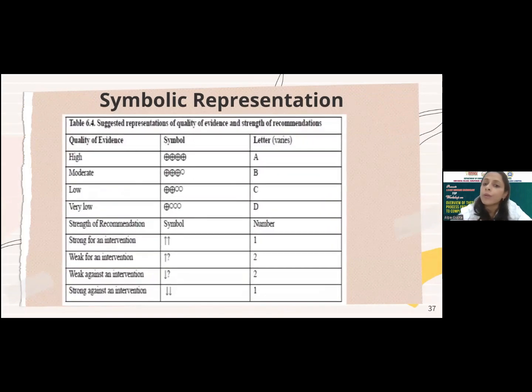These are the symbolic representations for the quality of evidence and the strength of recommendation. Quality of evidence can be given by a plus sign or a capital alphabet, high with the 4 plus sign and very low with the 1 plus sign. And the strength of recommendation can be given with the symbolic sign of arrows, upward arrows or downward arrows, or by the numbers 1 and 2.